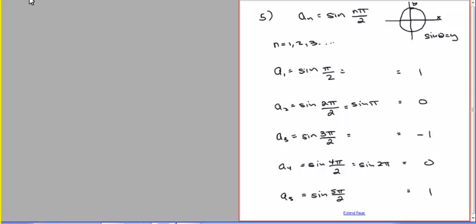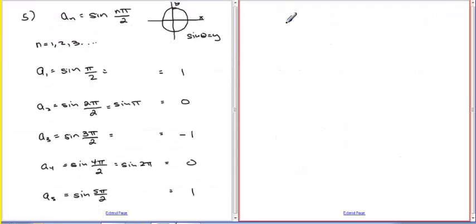So our first 5 terms, if we want to do a sub n, this is the set of the numbers in the sequence. We'd have 1, 0, negative 1, 0, positive 1, and then dot, dot, dot, dot. And that would continue on.